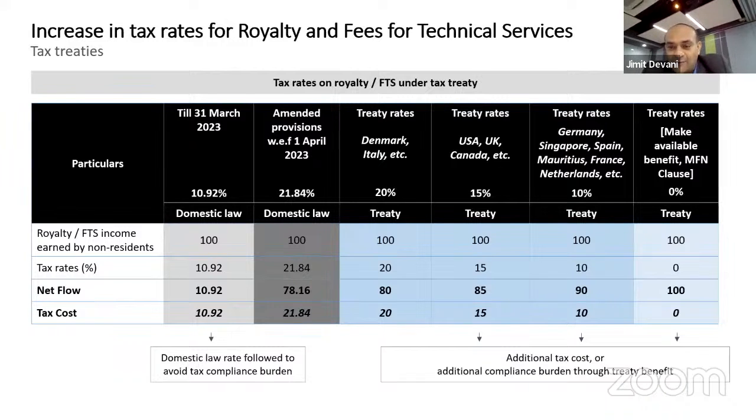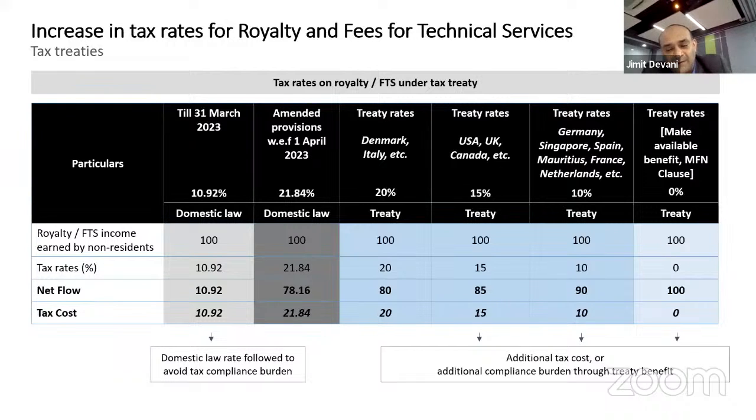Under the India, UK, US, or Canada. There are some treaties where, through MFN, that is the most favored nation clause, and now, of course, it's been subject to the Supreme Court dispute. We would not like to comment on it at this point of time because the matter is sub judice and we are awaiting the decision of the Honorable Supreme Court. So we'll wait and see.